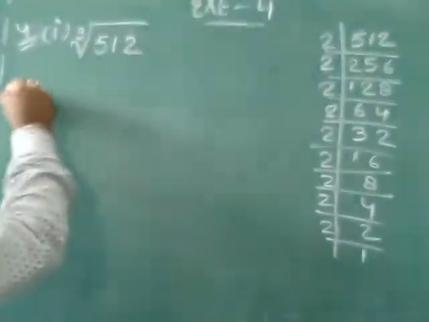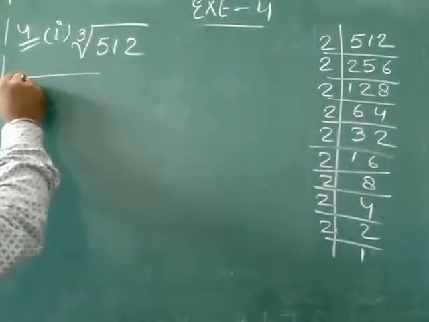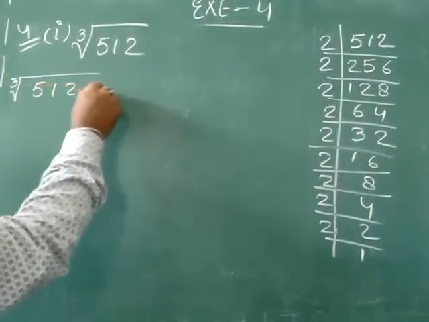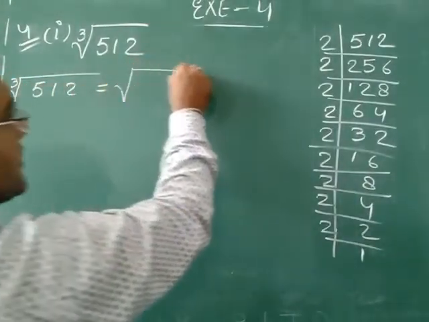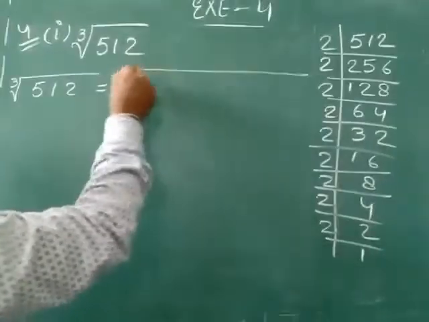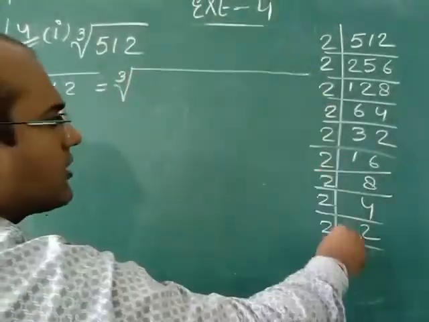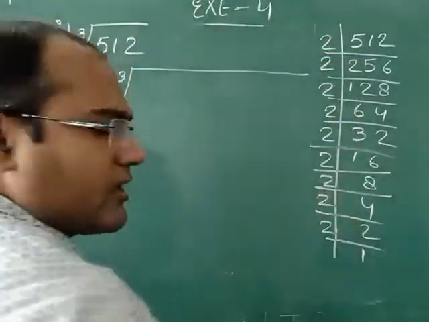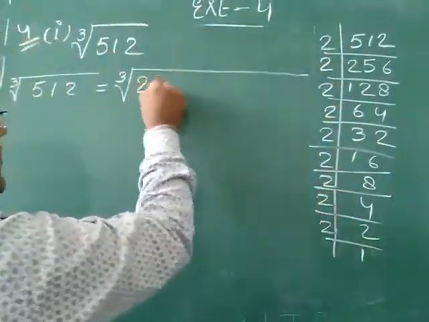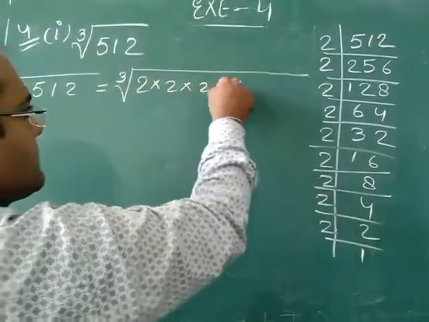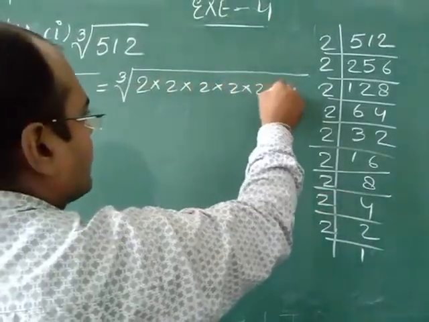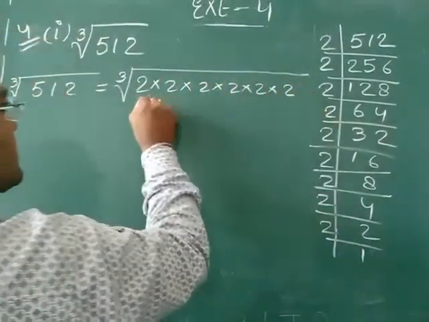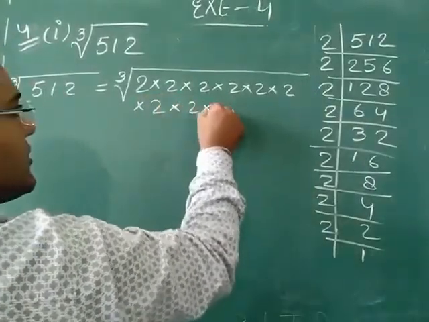Now question is cube root of 512. So again we have to put one cube root. Inside this cube root we have to fill all the numbers. How many? 1 2 3 4 5 6 7 8 9. 9 times 2 is there.